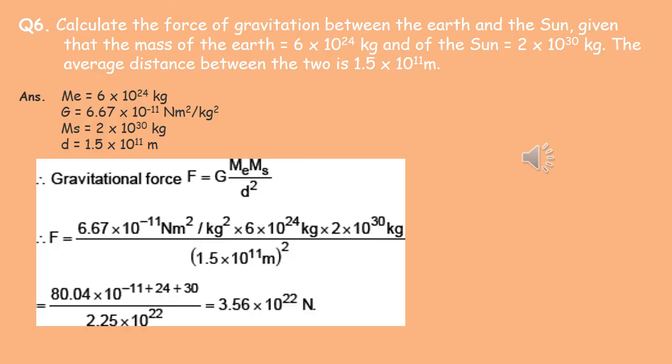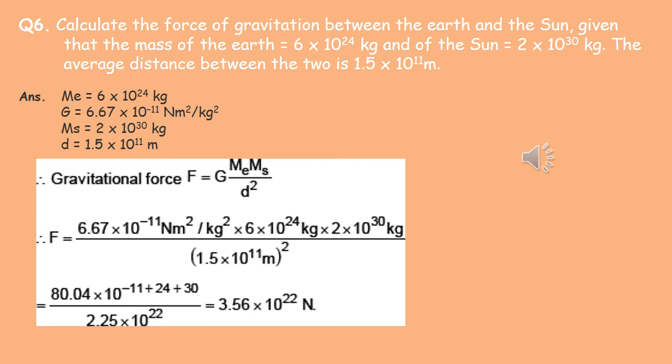Question number 6. Calculate the force of gravitation between the earth and the sun. Given that the mass of the earth is equal to 6 into 10 to the power 24 kg and that of the sun is 2 into 10 to the power 30 kg. The average distance between the two is 1.5 into 10 to the power 11 meter.